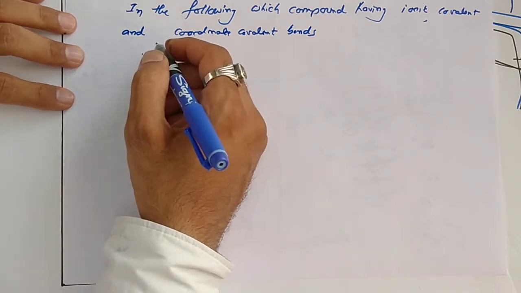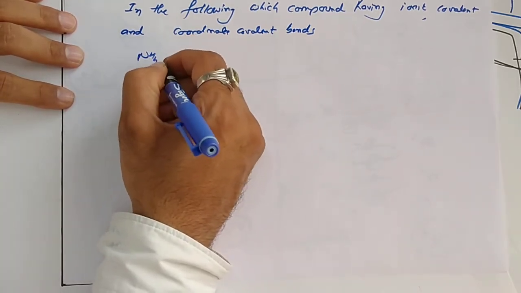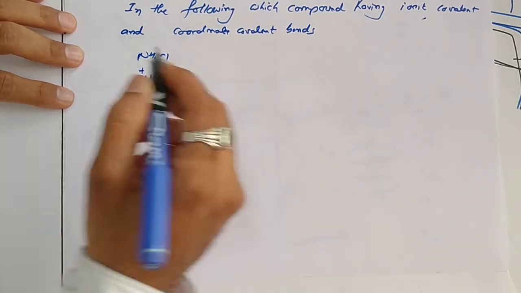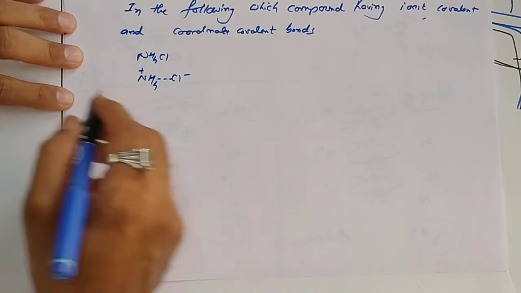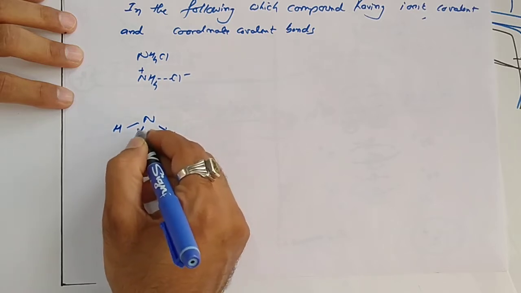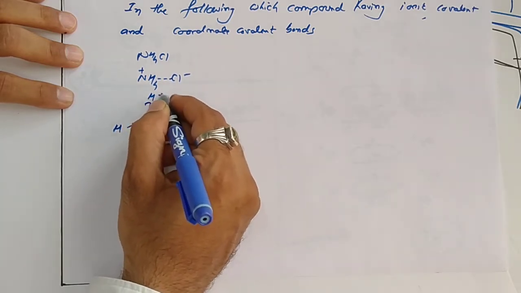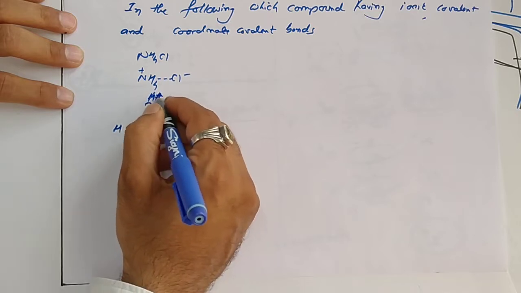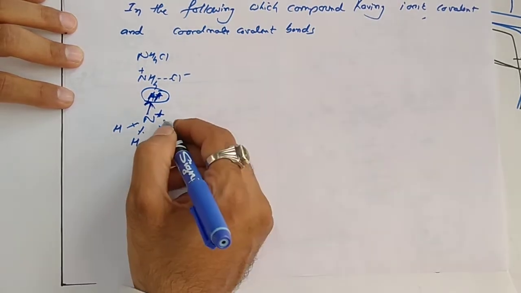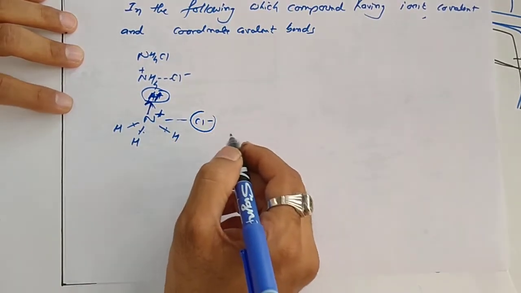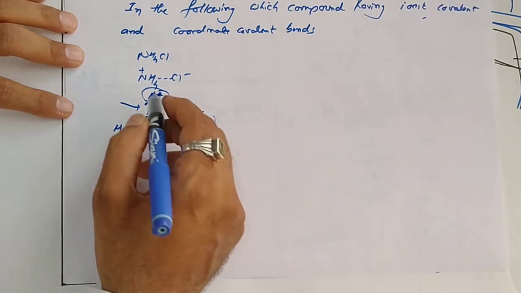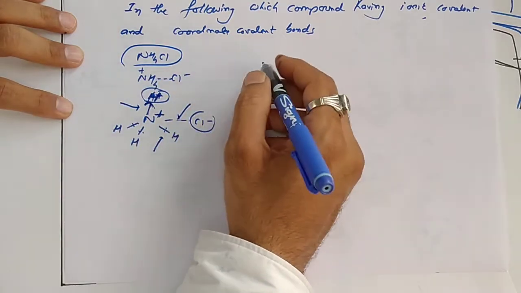So I am giving the example NH4Cl, ammonium chloride. NH4 plus and Cl minus possess an ionic bond, but in NH4 plus, 3 bonds are covalent and the fourth one is coordinate covalent, donating 2 electrons to the H plus ion. So NH4 plus combines with Cl minus by an ionic bond. So ionic bond, covalent bond, coordinate bond, all the bonds are present in ammonium chloride.